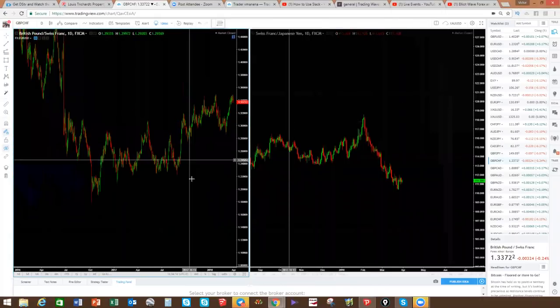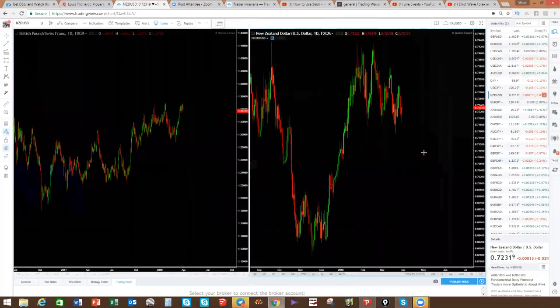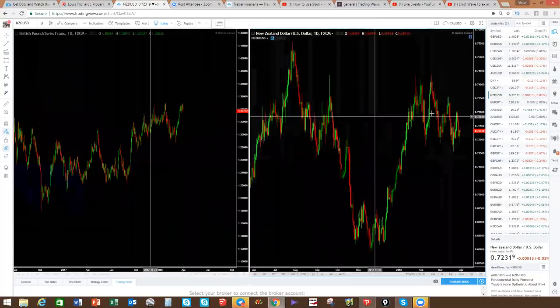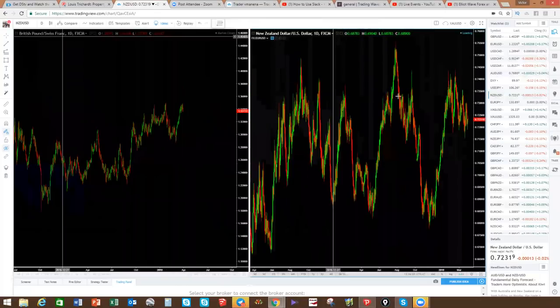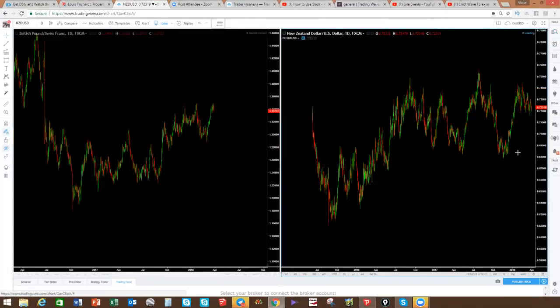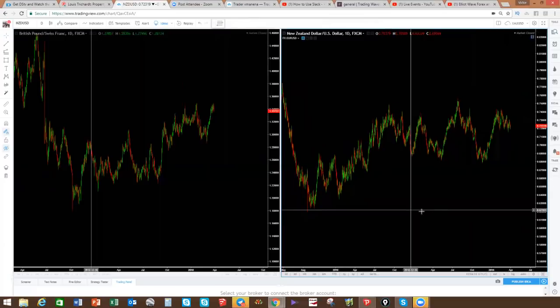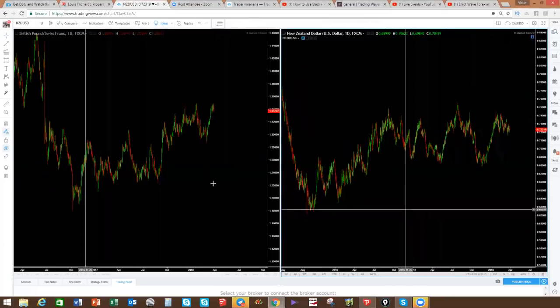So that's Pound Chief on the left. Let's bring New Zealand US dollar on the right and compare the structures. I want to see New Zealand on the weekly or the daily. Okay, daily. Let's give ourselves more space here. This is very interesting. These patterns make similar structures.